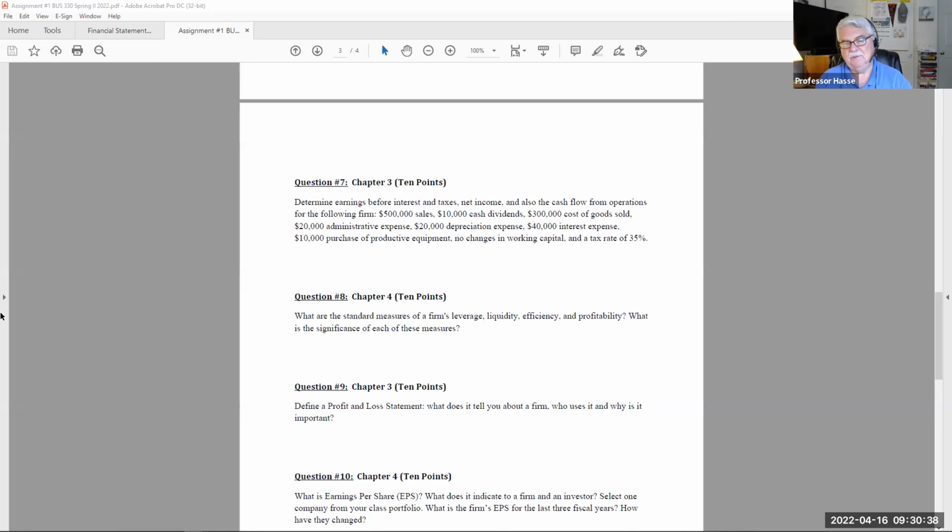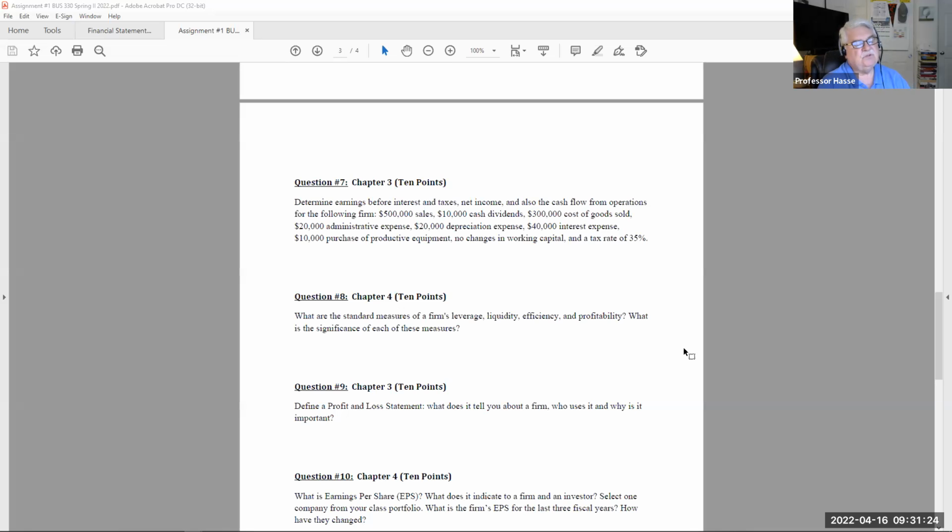And speaking of assignment one, here are the questions on the assignment this week that have to do with the work we just talked about from chapters 3 and 4. Question number 7 explains in a paragraph some financial information, and you are to take that financial information and transfer it into telling me 3 bits of information.